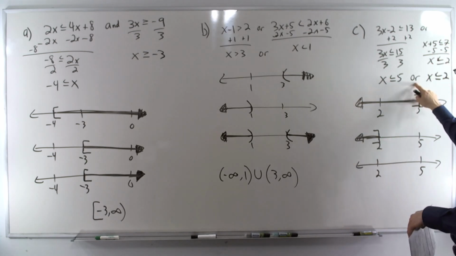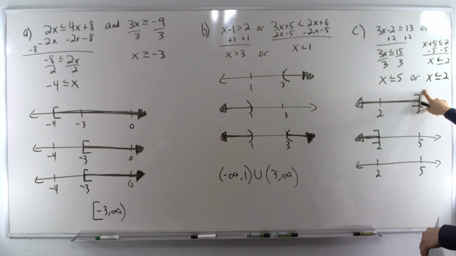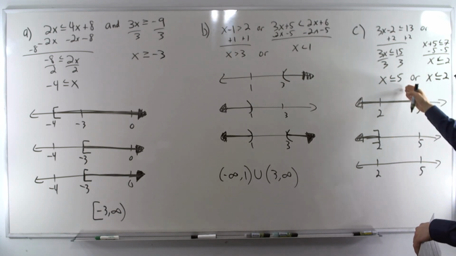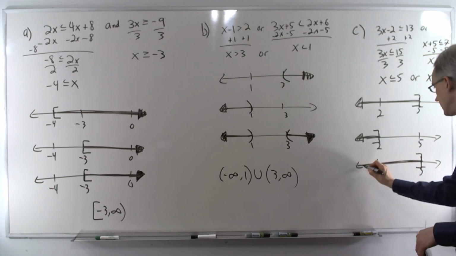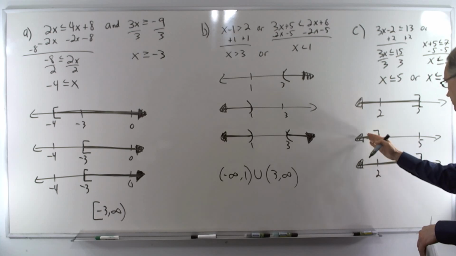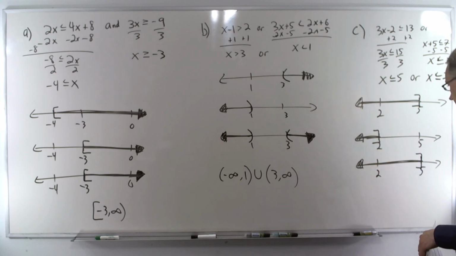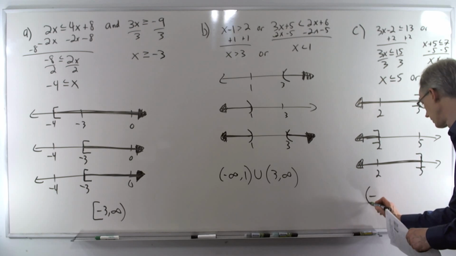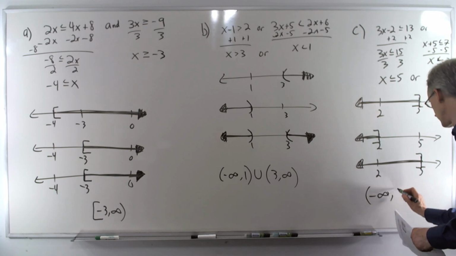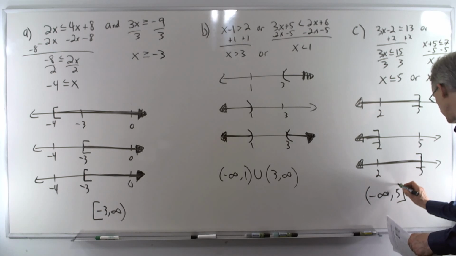Now, or, this is union, so that means it can be in either one of these. All right, we have no graphs here, so we're not going to include this. We have one graph here, so that's good. And this graph is already here, so we're all set there. And interval form, we got -infinity to 5 with a bracket.